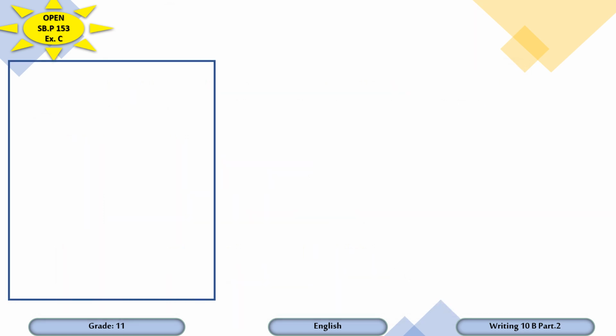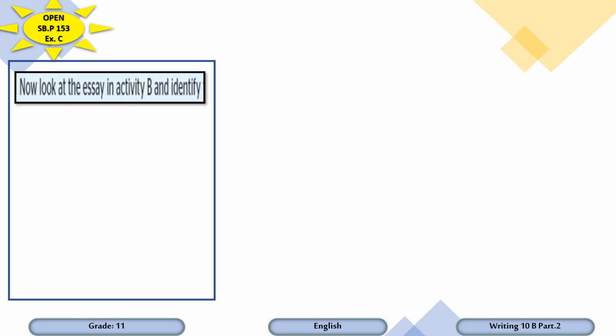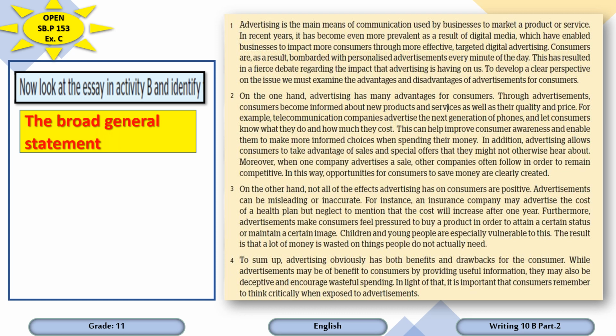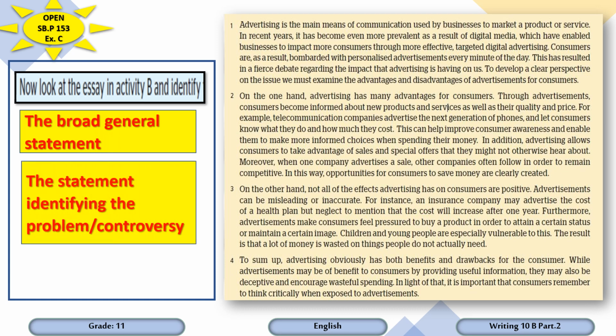Dear students, we are still on page 153, exercise C. Now look at the essay in activity B and identify the following: the broad general statement, the statement identifying the problem or controversy, and the thesis statement. Dear students, please take your time, pause the video for some time, go through what they say, try to identify the following statements. After that, move to the next slide in order to discuss the answers together.